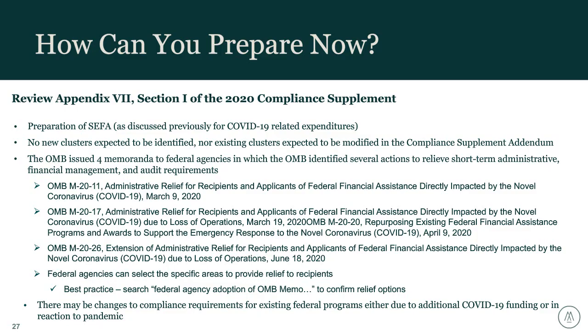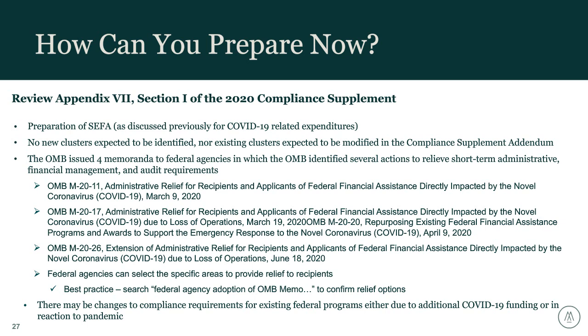In terms of the compliance supplement, I mentioned earlier this is the audit guide that auditors use to audit the federal programs. There are some unique considerations I mentioned earlier around preparation of the CFA. So this section, Appendix 7, would be a good one to review on your own as well. It's available on the Office of Management and Budget's website.